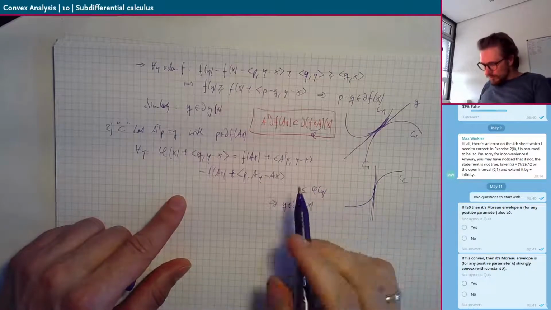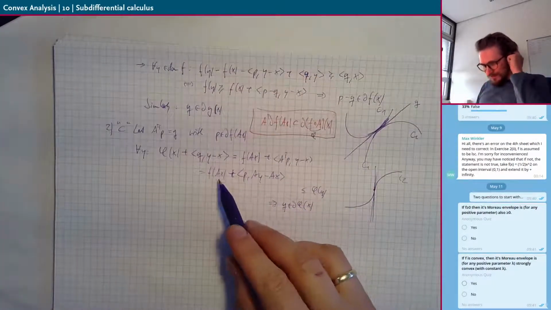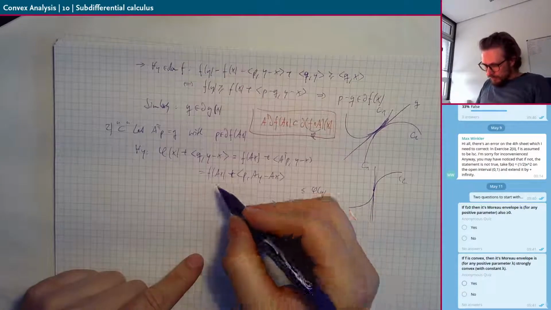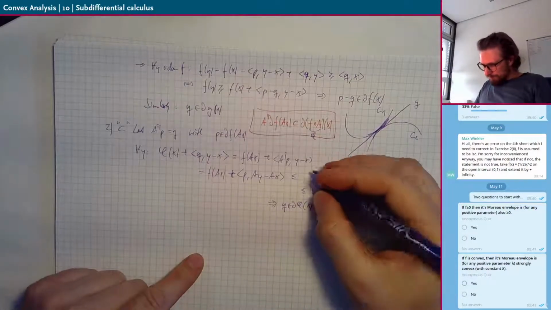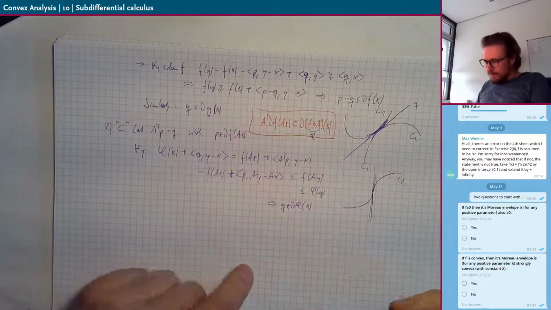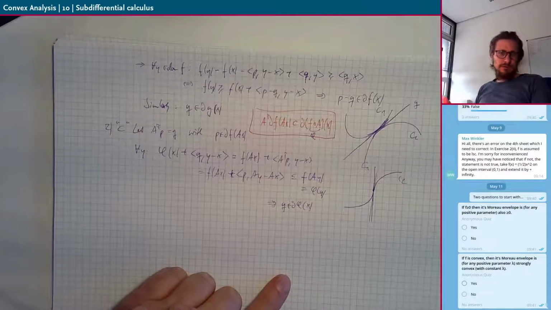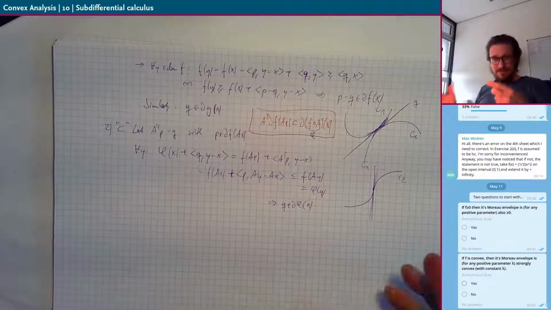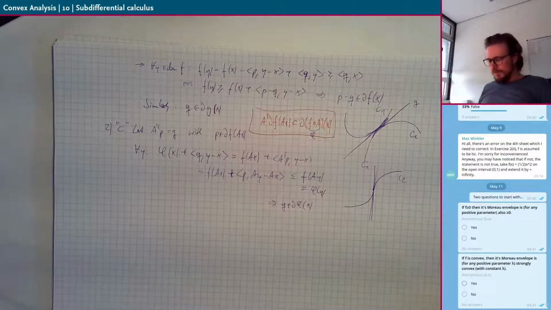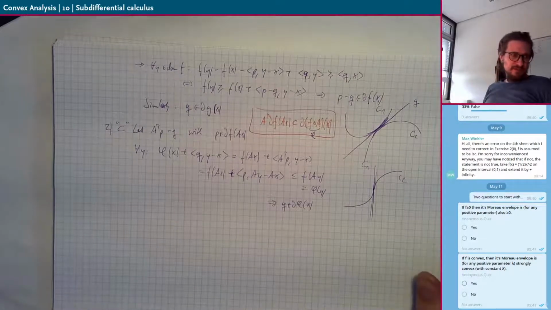So now we can use that P is a subgradient of f. So this is the subgradient of f at exactly this point. So this is smaller equal to f of Ay for all y. And this is exactly phi of y. So that's the inclusion. That's actually very simple. So this is the same proof as for the chain rule for differentiable functions.